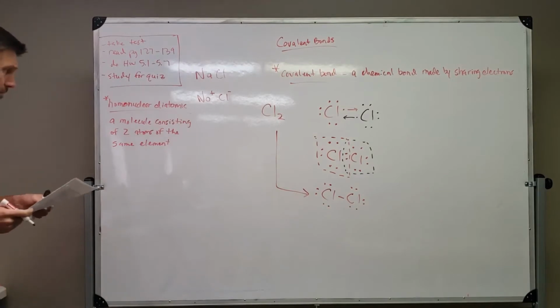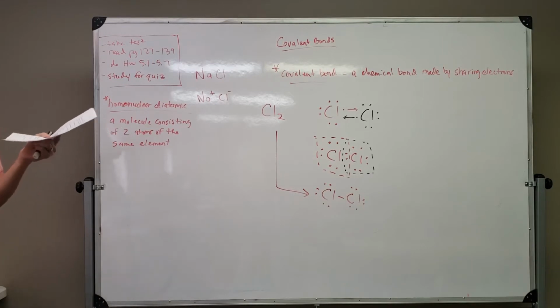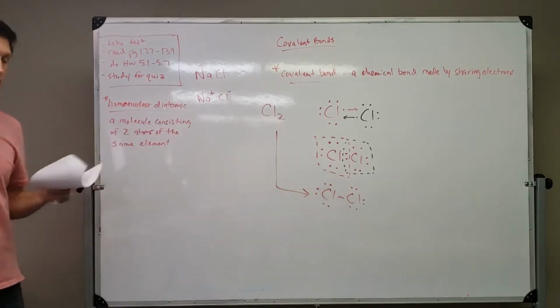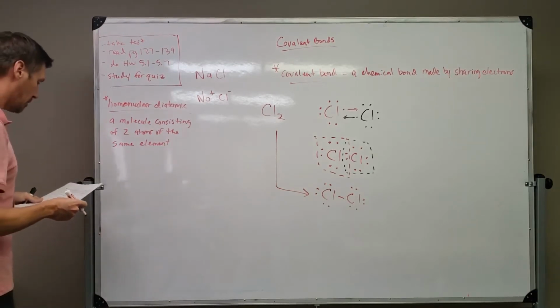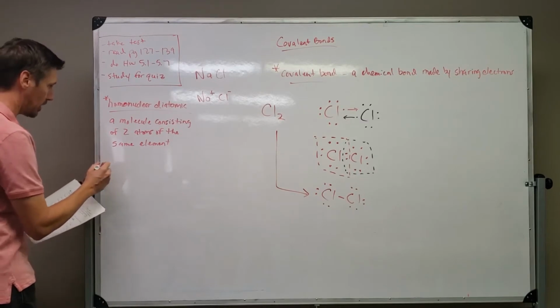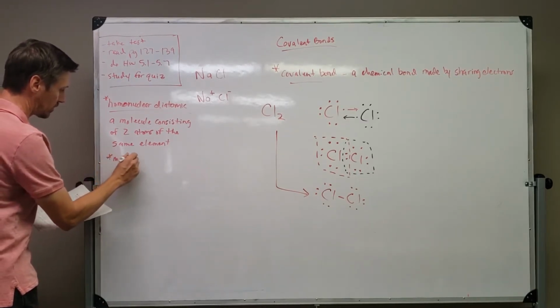All right? And the reason I'm highlighting this is because there are 7 elements that naturally occur that way. Like if you've got a bunch of chlorine atoms floating around, they're not going to stay as single chlorine atoms. They're going to bond together as Cl2. So there are 7 elements that exist like this, and you need to memorize these. So I want you to memorize the homonuclear diatomics.